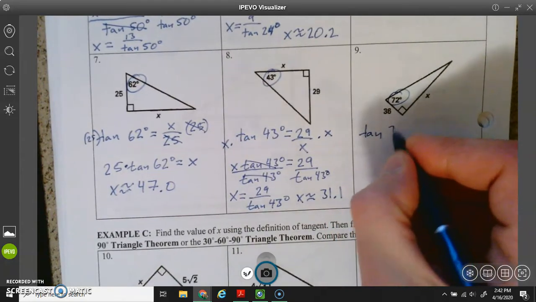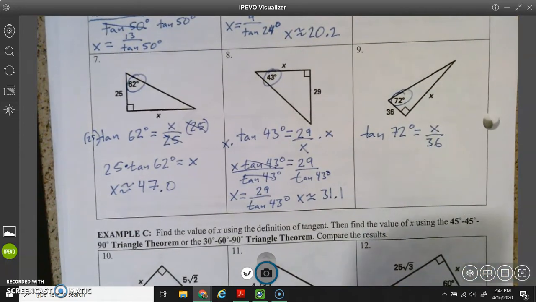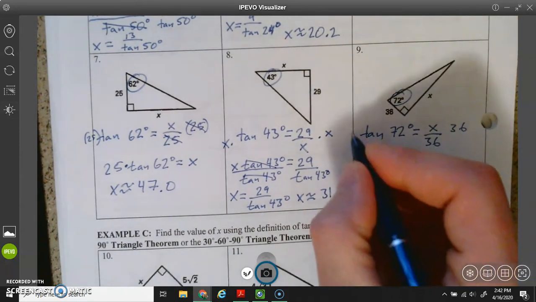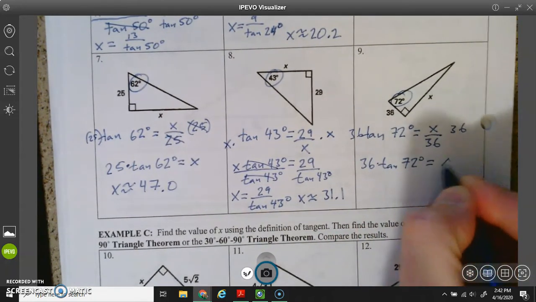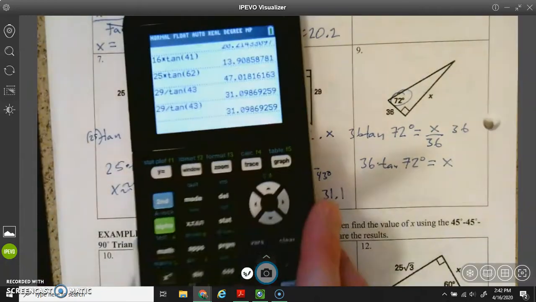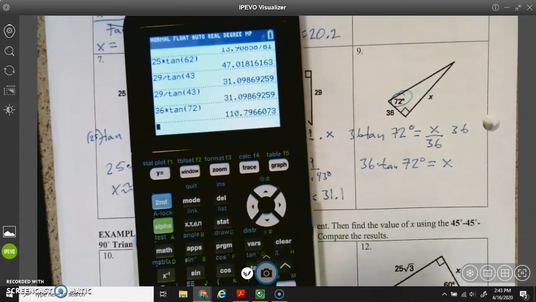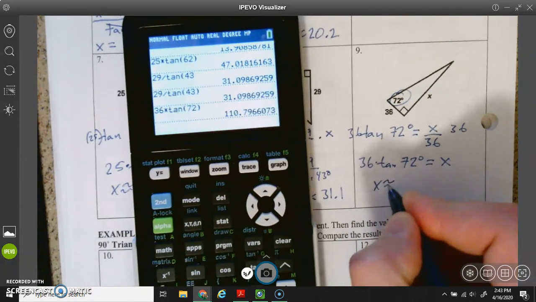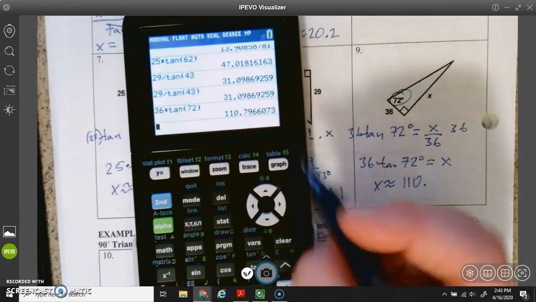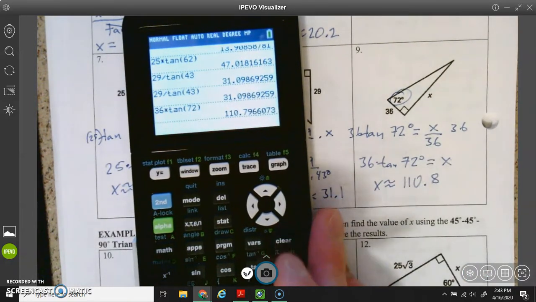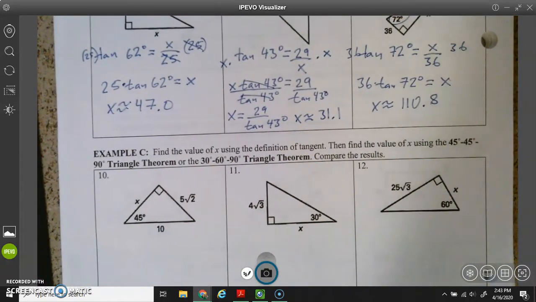So tangent of 72 degrees is equal to x over 36. So x over 36 is going to multiply by 36 on both sides. So I have 36 times tangent of 72 degrees is equal to x. So 36 times tangent of 72. So I get x is approximately equal to 110.9, and that 9 is going to round that next number up to an 8, so 110.8.